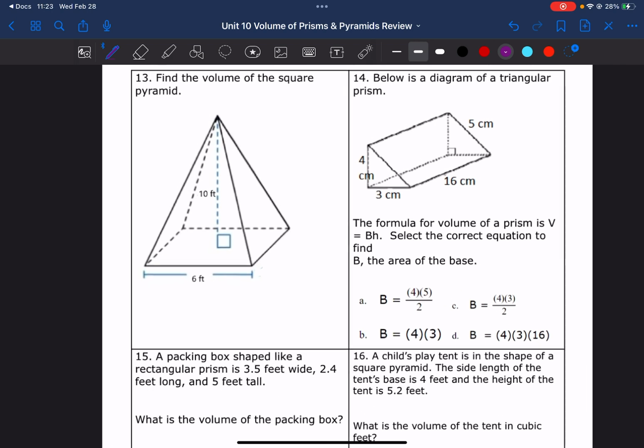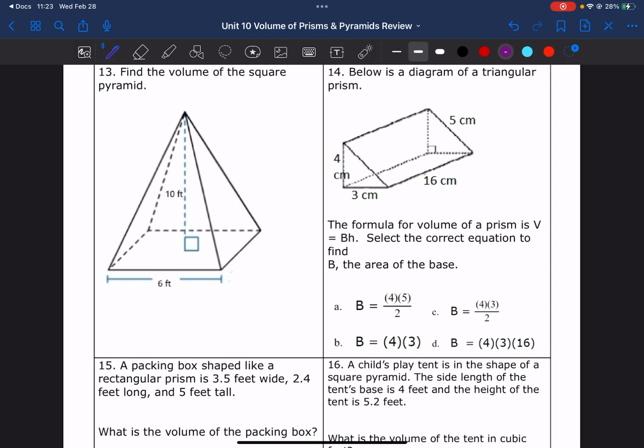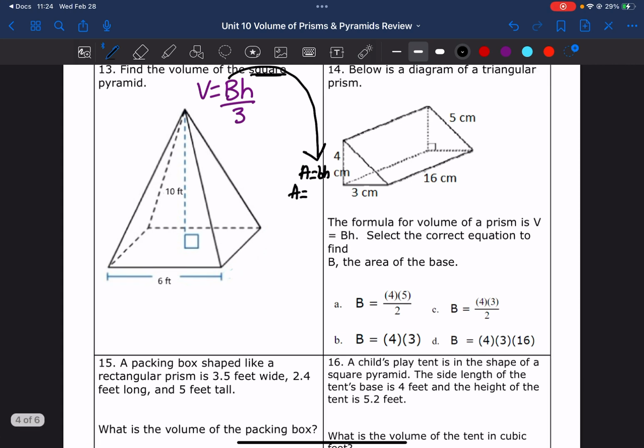All right, number 13, okay? Find the volume of the square pyramid. So here what we are doing is we have to make sure that we know the volume formula for a pyramid, which is capital B times height divided by 3. But I need to understand that I'm going to be finding area of a rectangle, which is base times height. And it's a square. It says right here, square pyramid. So that means this is 6, and this is also going to be 6, because in a square, they're all the same. So we have 6 times 6, which means that that is 36. This is technically capital B, or area of the base.